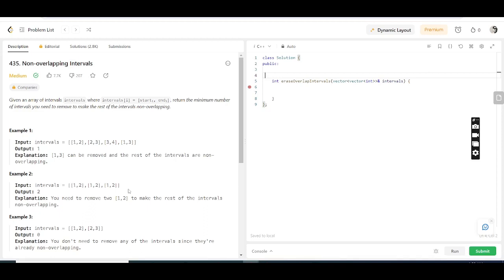So in this video lecture we'll be solving the problem Non-overlapping Intervals, which is a medium tag problem. This is one of the problems from the Blind 75 list, and it is a really important problem to practice.